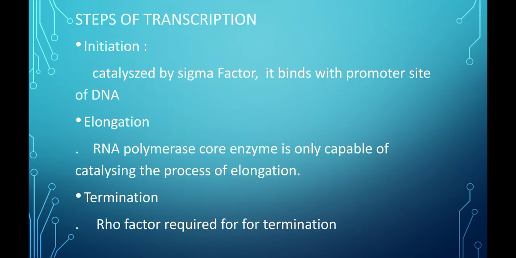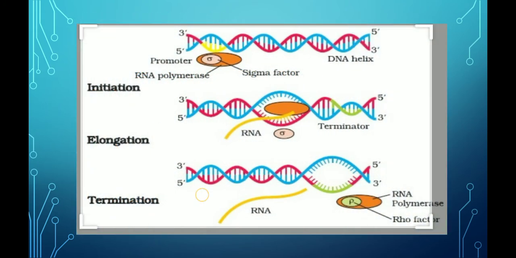The process of transcription is completed in three steps: initiation, elongation, and termination. Initiation is catalyzed by the sigma factor. It binds with the promoter site of DNA. Elongation: the RNA polymerase core enzyme alone is capable of catalyzing the process of elongation, while termination occurs at the termination region, where the rho factor takes part in the process of termination. This is the entire process of transcription.